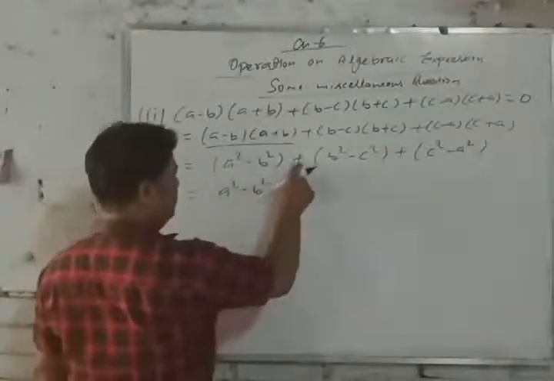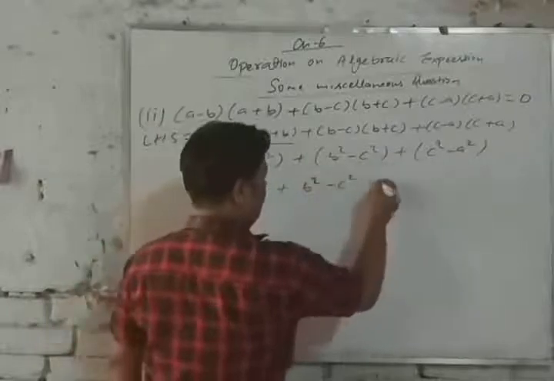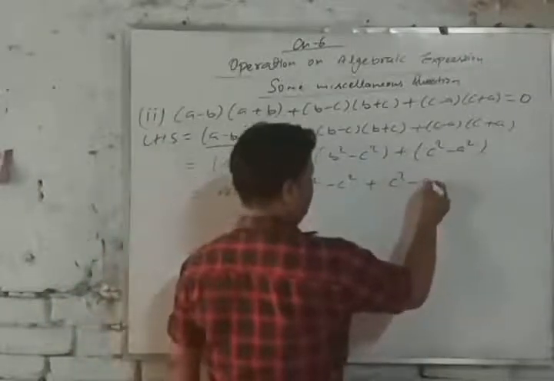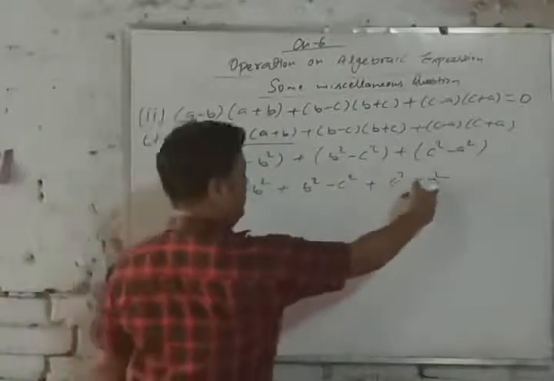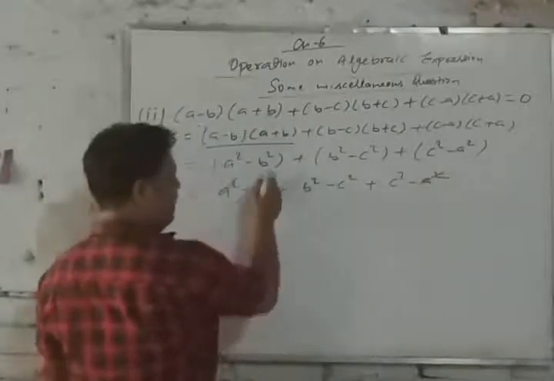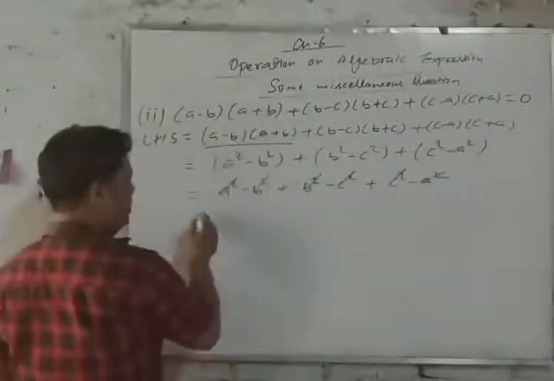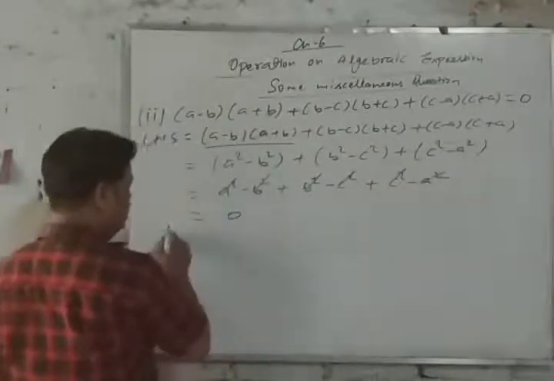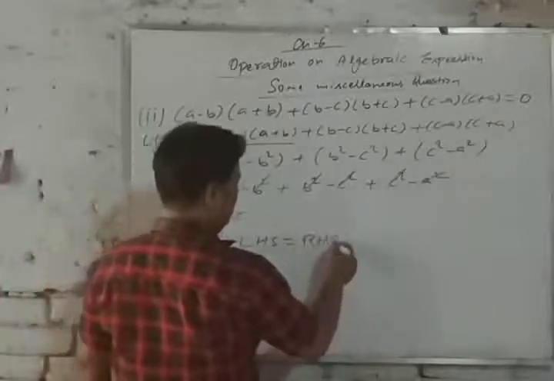A square minus b square, plus is outside, no sign will change. Here plus is outside, no sign will change. Now a square in plus, a square in minus, cancelled out. B square in minus, b square in plus, cancelled out. C square in minus, c square in plus, cancelled out. That is equal to 0. Hence we can say that LHS is equal to RHS.